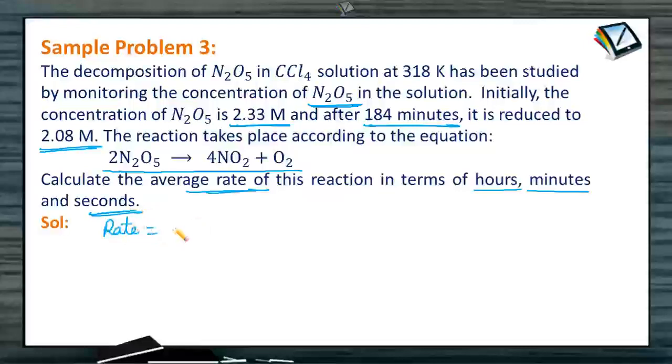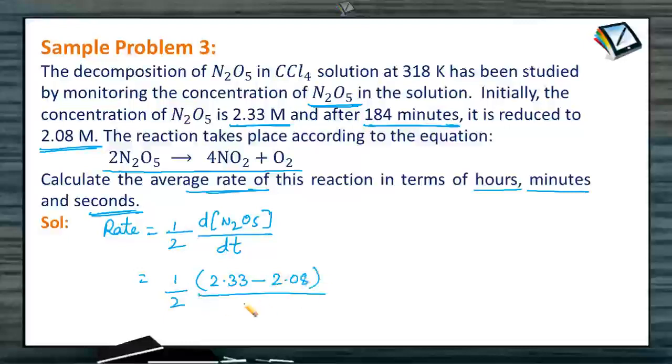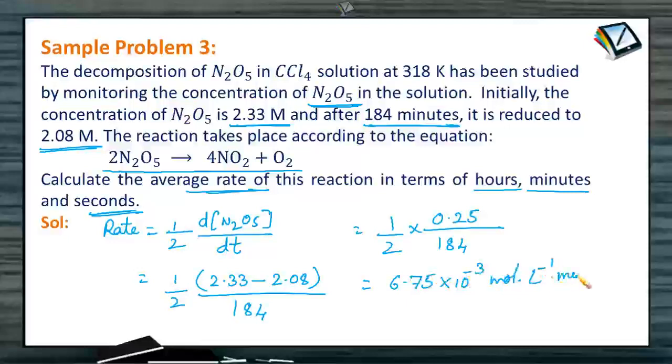Rate is equal to half of d[N2O5] upon dt. So here it is half of what is the change in concentration of N2O5? It is from 2.33 to 2.08. And what is the time interval? The time interval is 184 minutes. So this one, 1 by 2 into (2.33 minus 2.08), this is equal to 0.25 upon 184. On solving this, you will get the value as 6.75 into 10 power minus 3 mole liter inverse minute inverse. So we got the answer for this one.